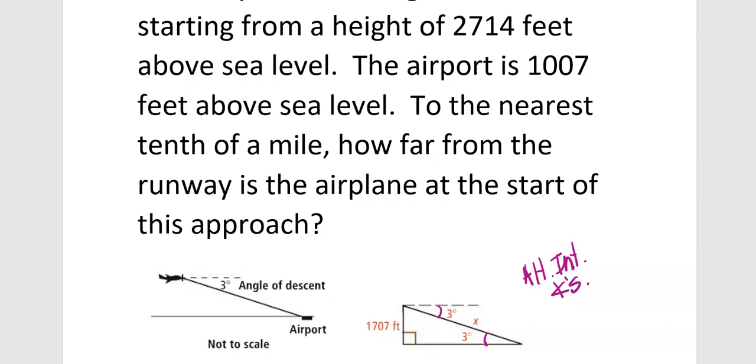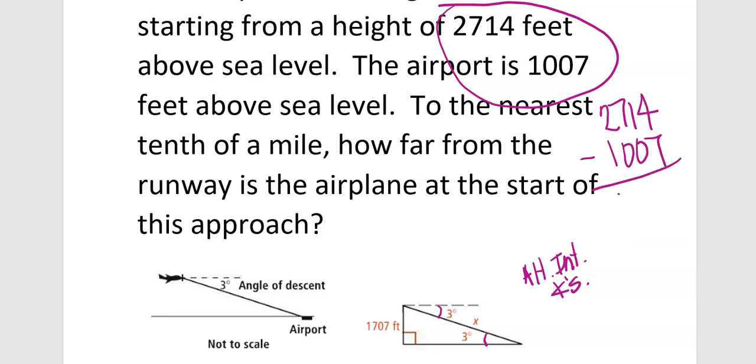What do they do with these numbers to get 1,707? They subtract them. That's how they get that one. Otherwise, there's too many numbers to pick from. So sometimes you have to put them together. And they're looking at height above sea level. So you do have to put them together.